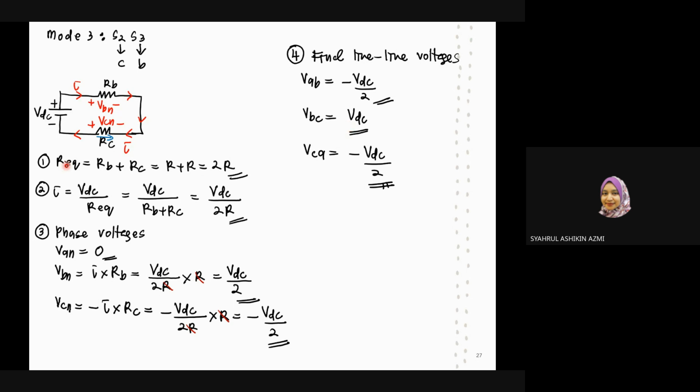So just follow the steps in each of these modes, so that you'll be able to substitute the values. If the values are given in the question, you can substitute them directly to find the required values for the phase voltage and your line-to-line voltage.